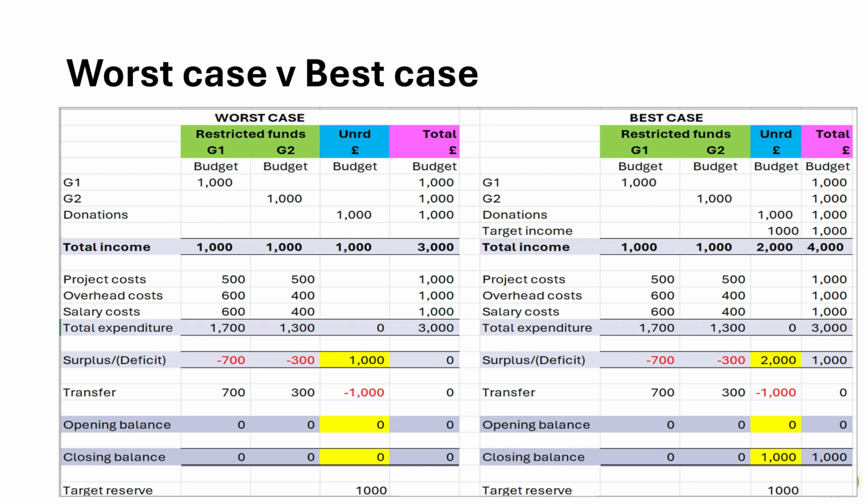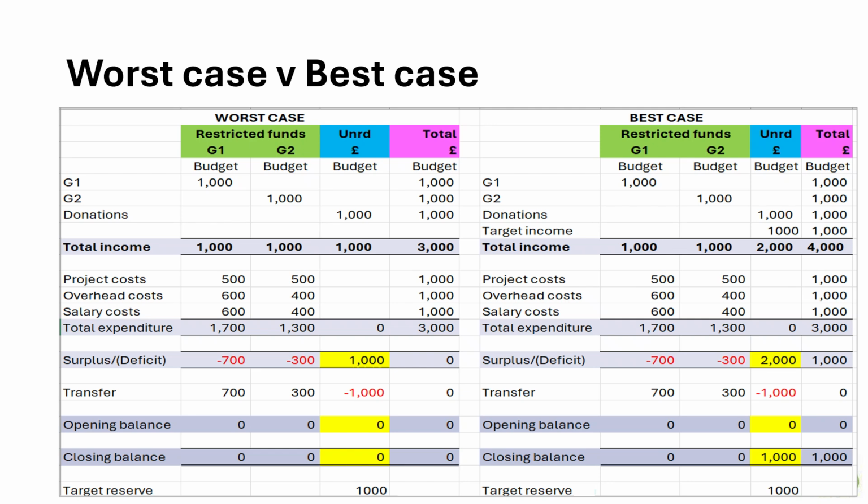In our best case we've now got target income of £1,000. So our income in is 4,000. Our expenditure out, sorry, is 3,000. So we've got a £1,000 surplus overall. Fabulous. We know that's what's going on under the bonnet, and that is important.